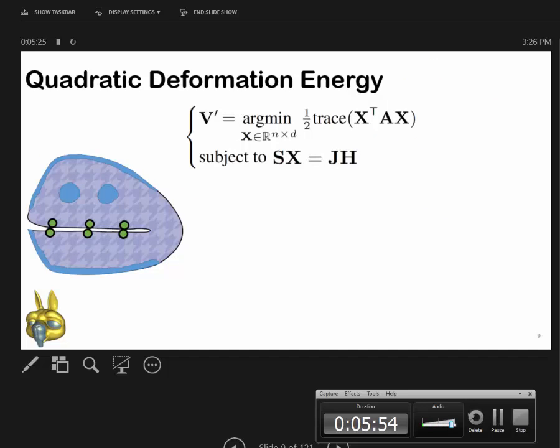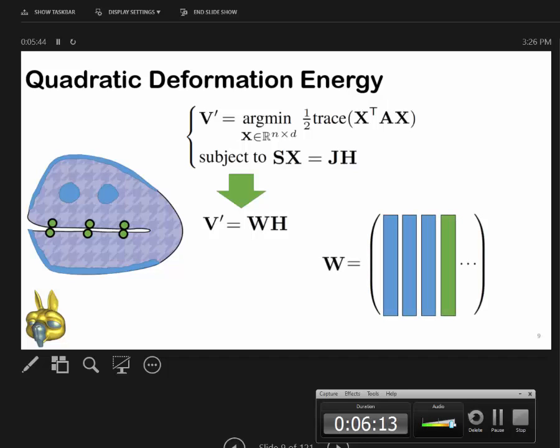Because we minimize the quadratic energy subject to a linear constraint, the solution will be linear in the control variables H, denoted as V equals W times H. Again, H is what we are going to change at runtime, and W is pre-computed, a matrix whose columns correspond to the handles' influence onto all vertices of the mesh.